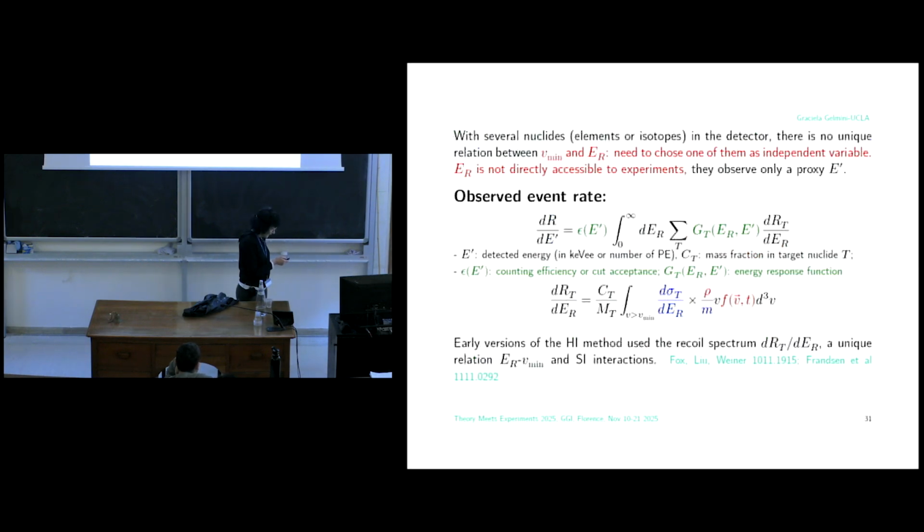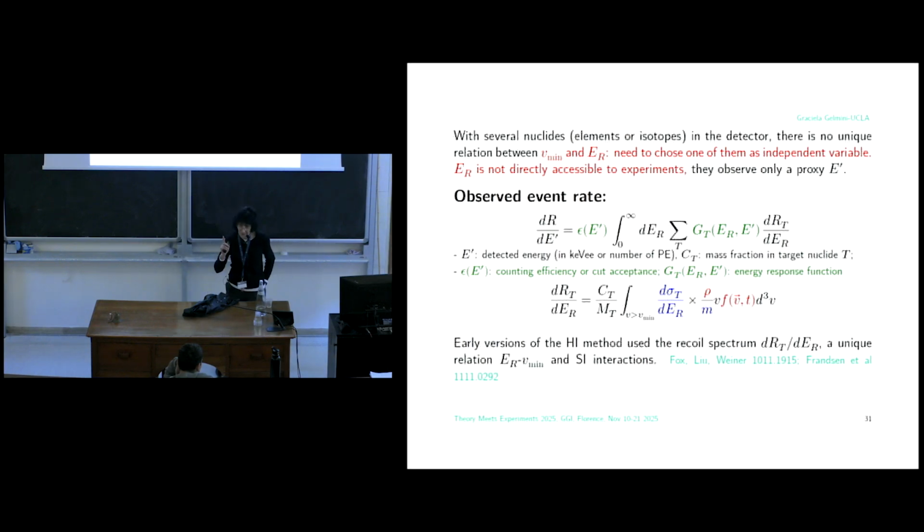Now, as I said, ER and V mean cannot be independent variables. Either V mean is a function of ER given a target mass, or ER is a function of V mean, but you cannot have both as independent variables. On the other hand, ER is not directly observable. What you observe is some proxy for it.